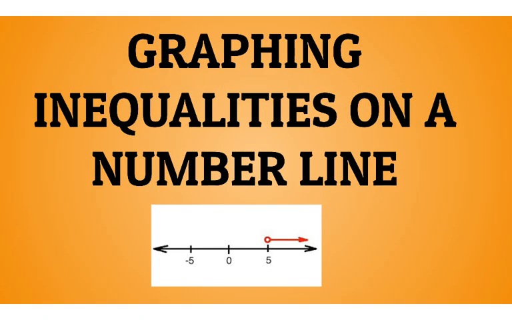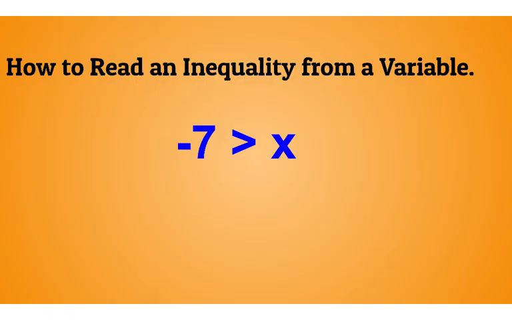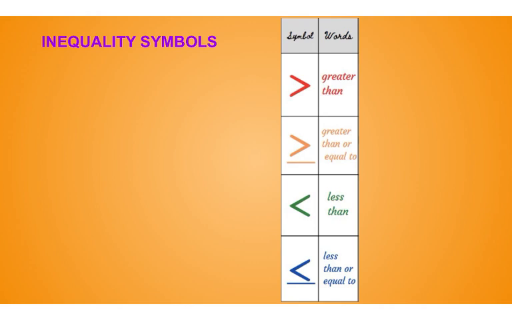Welcome to graphing inequalities on a number line. Before we go on, things you should already know. First, how to read an inequality from a variable. In this case, it is x is less than -7. Know your inequality symbols. We have greater than or equal to, less than or equal to.